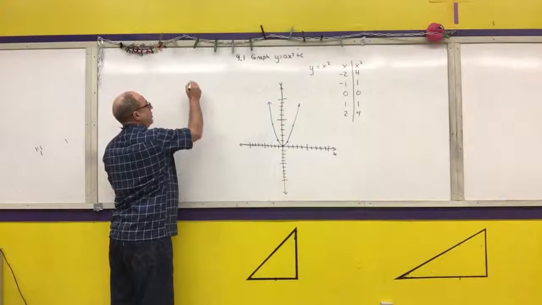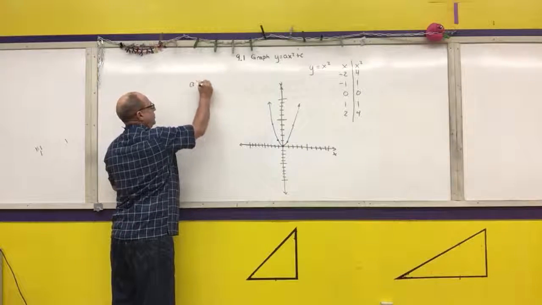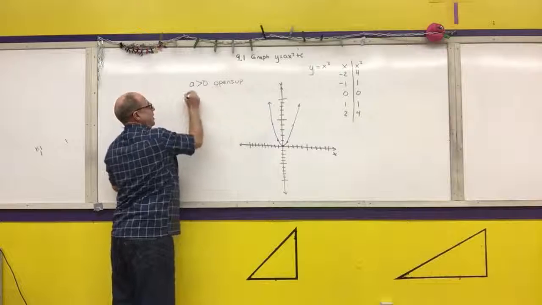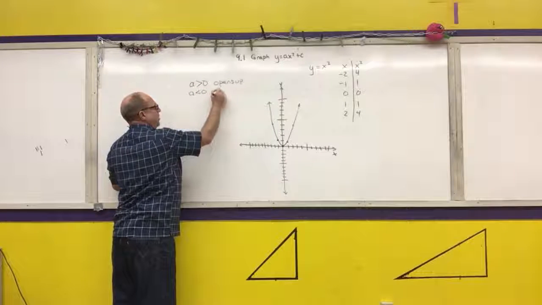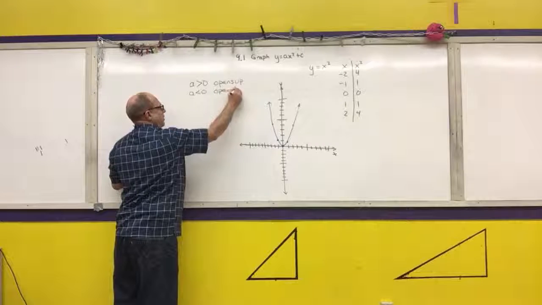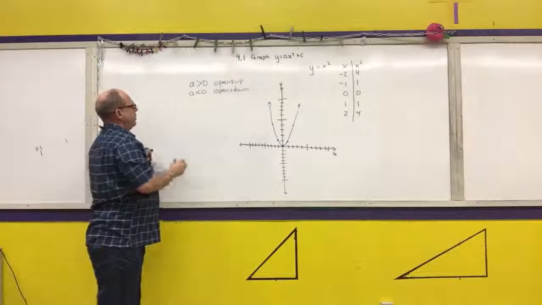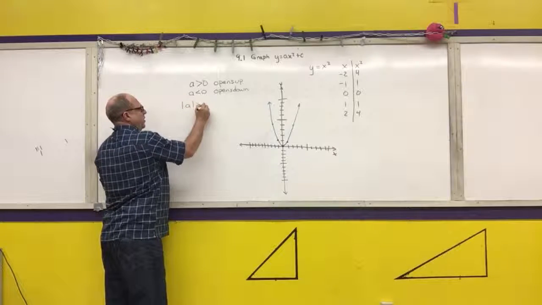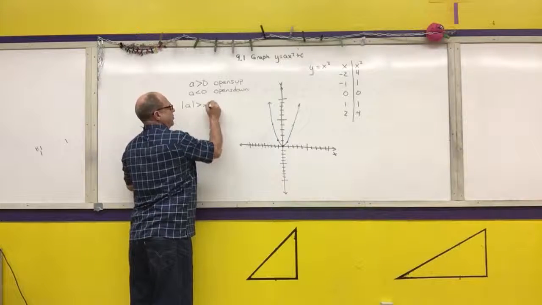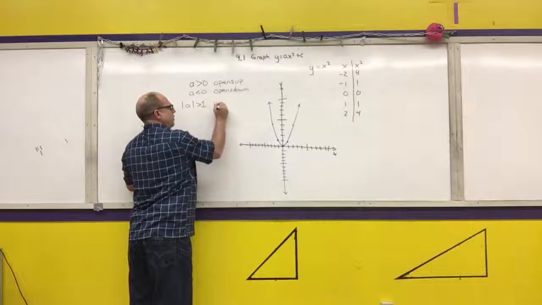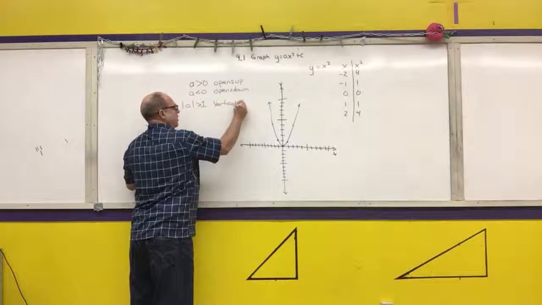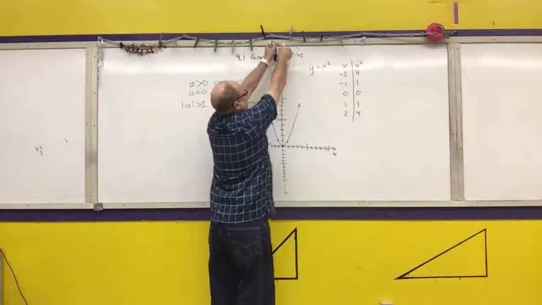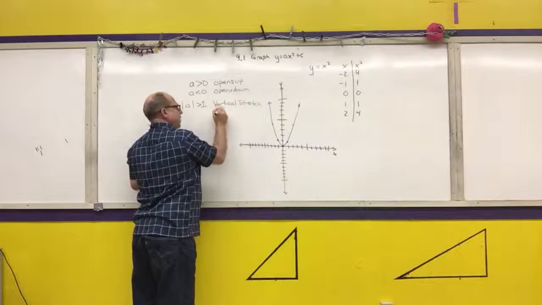Things to point out: if a is greater than 0, I'm going to call this opens up. A is less than 0, it opens down. Okay. If the absolute value of a is greater than 1, we're going to call this a vertical stretch. I'll put that as a number 1. And the way we're going to see this on our graph, it's like taking these two arms and just stretching them up. So that will end up with a skinnier graph.